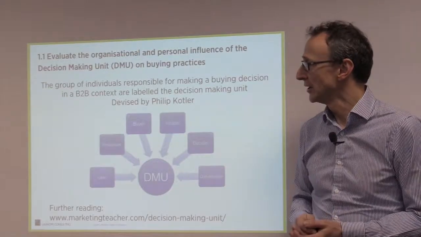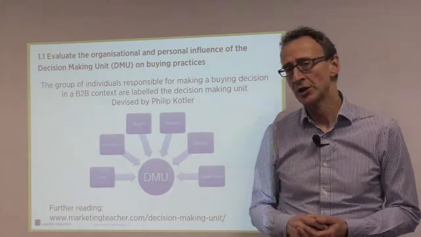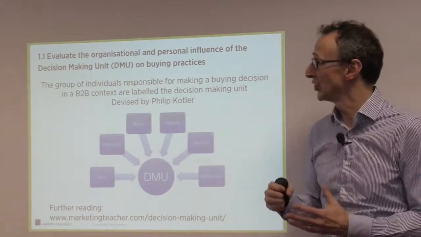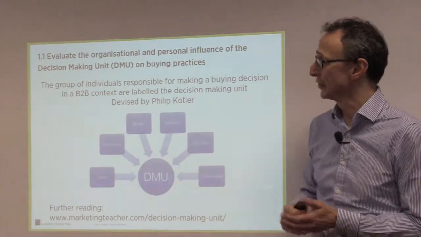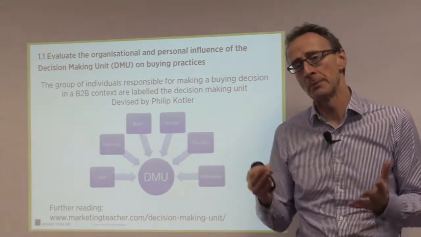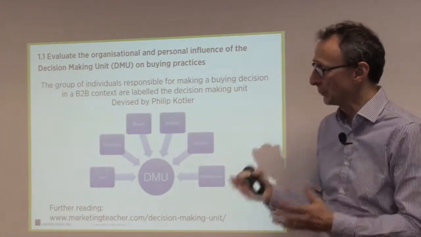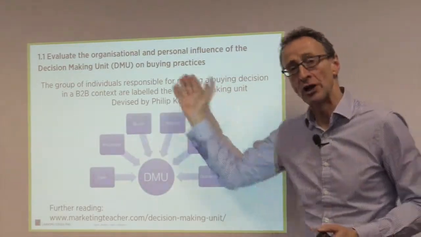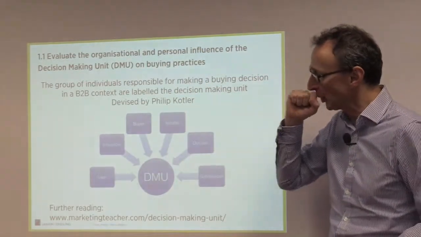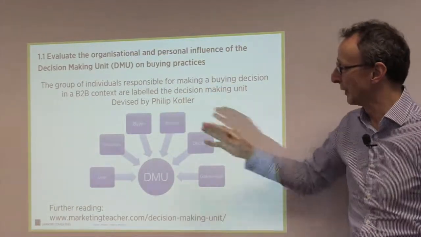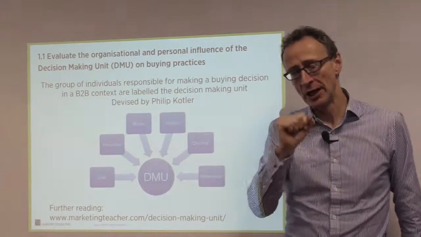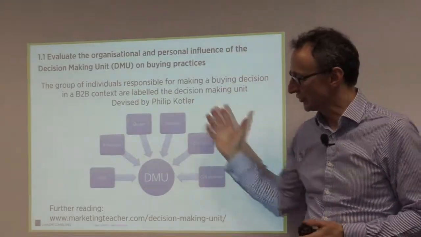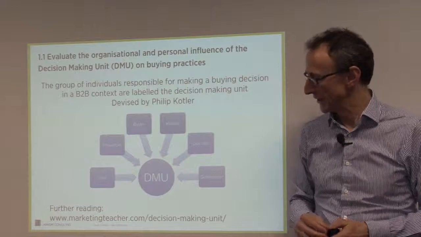So let's kick off with 1.1. Learning outcome 1.1 is all about evaluating the organizational and personal influence of the DMU, the decision-making unit, on buying practices. And this is very much the group of individuals who are responsible for making a buying decision in a business-to-business context. Okay, let's take a look at each of these in a little bit more detail.